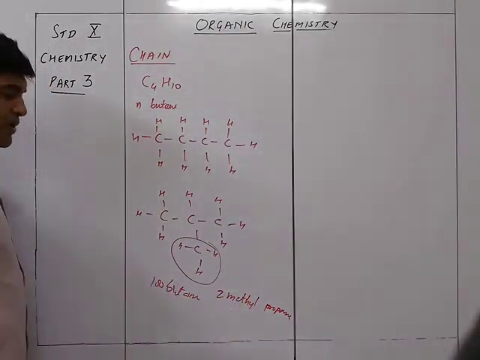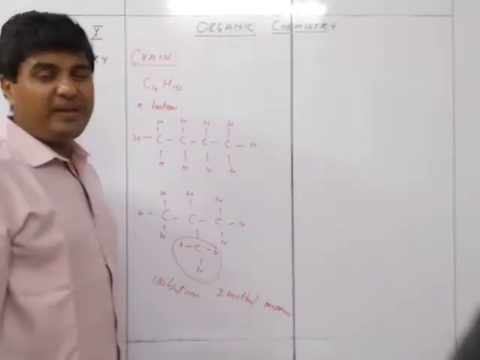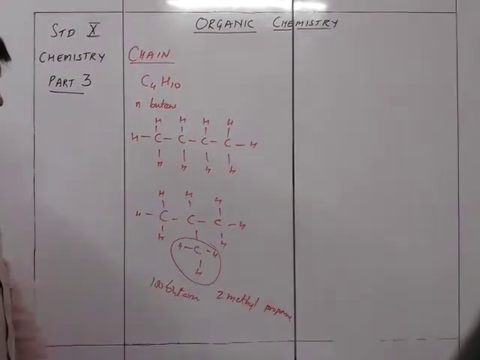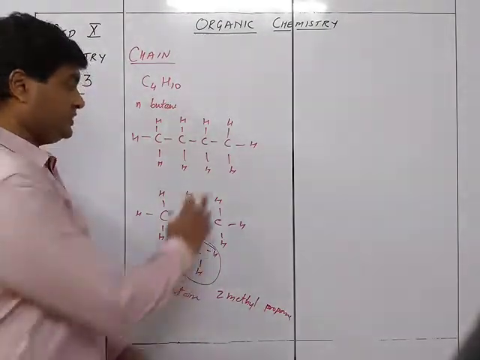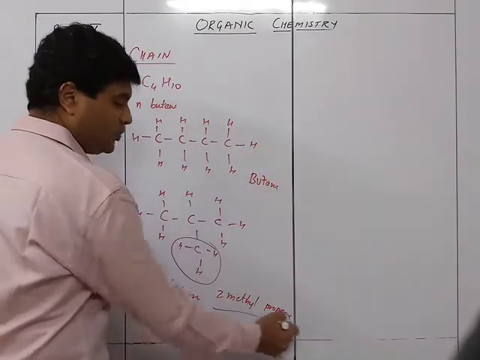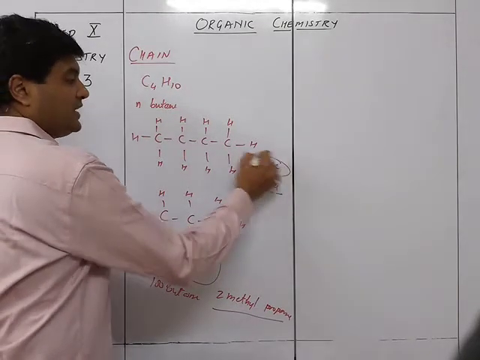Just for the sake of writing, I am writing the IUPAC names. The IUPAC name for n-butane is butane, and for isobutane the IUPAC name is 2-methyl propane. These are the IUPAC names.